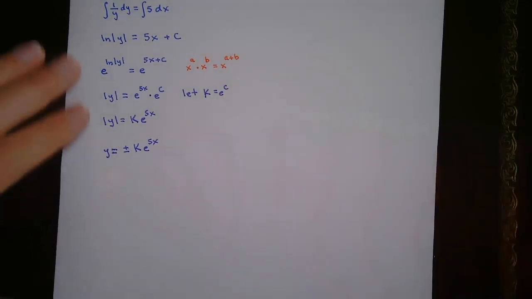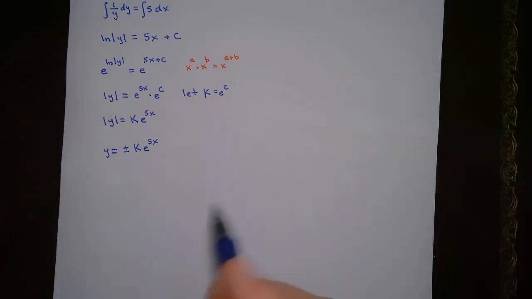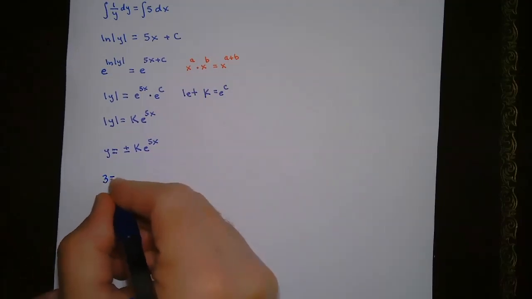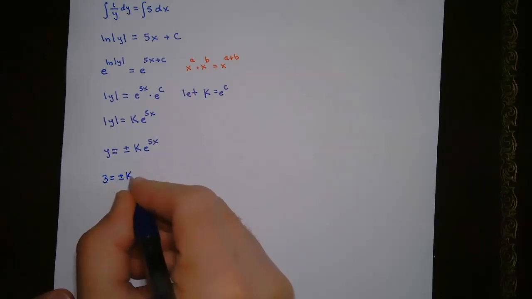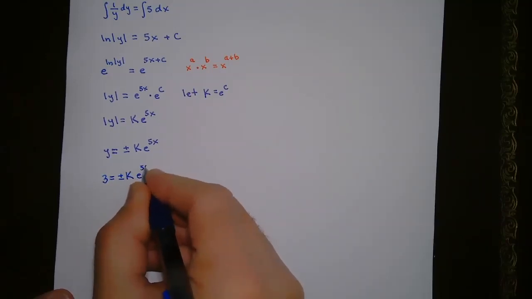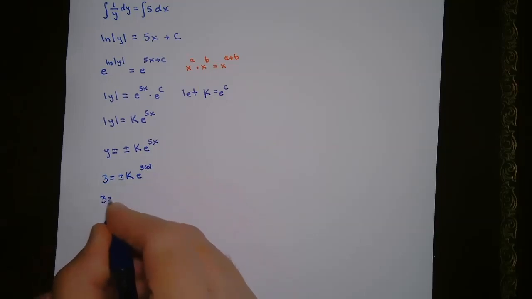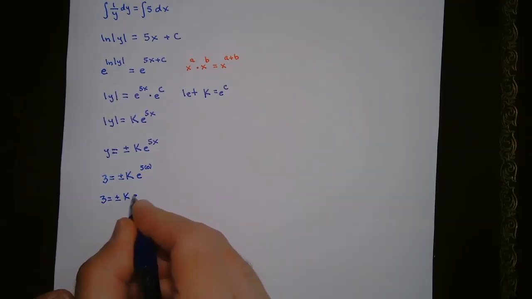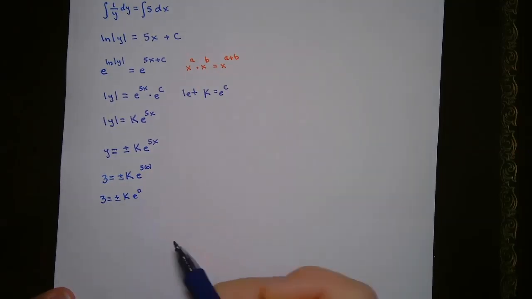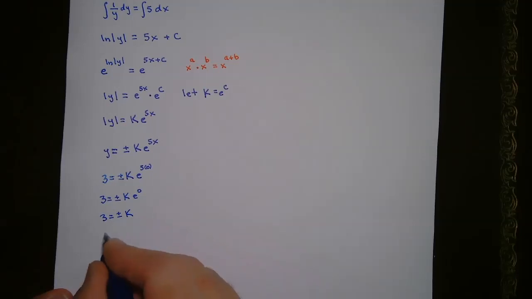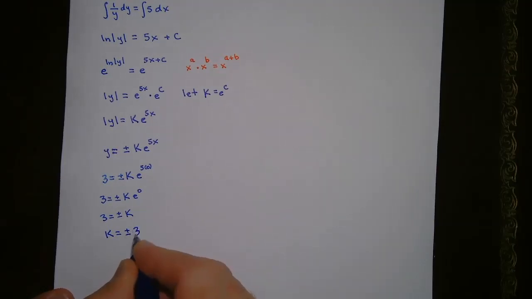Again, you could have done this earlier at the very beginning, and see, it gets a little bit harder if you do it that way, okay? So y is 3. So 3 is equal to plus or minus k times e to the 5 times 0 power. Well, that would be e to the 0 power. So this is 3 is equal to plus or minus k e to the 0 power. But e to the 0 power is 1. So this is 3 is equal to plus or minus k, which would mean our k is equal to plus or minus 3.